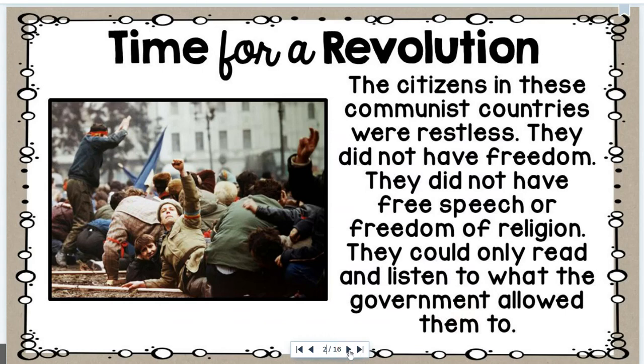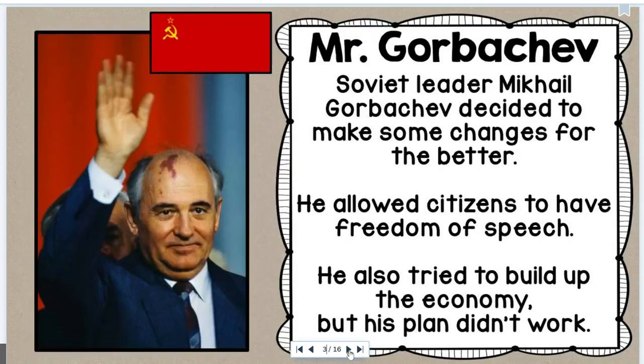To recap, the citizens in these communist countries were restless. They did not have any personal freedoms. They did not have free speech or freedom of religion. They could only read and listen to what the government approved. Soviet leader Mikhail Gorbachev decided to make some changes for the better. He allowed citizens to have freedom of speech. And now that citizens could speak freely, they demanded freedom for their countries and separation from communist Soviet control.